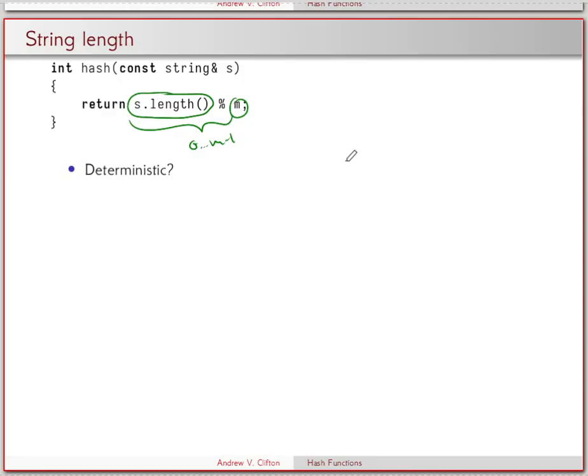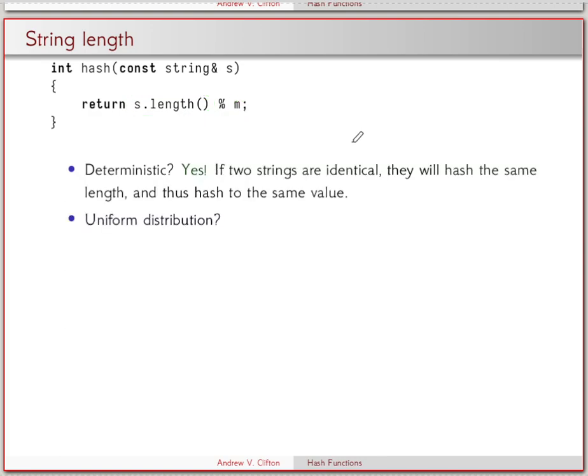So is this deterministic? If you plug in the same string twice, do you always get out the same output? Yes. If you plug in two identical strings, of course they will have the same length and thus they'll hash to the same value. So that's easy. Do we have a uniform distribution? Now again, remember, where are we getting our strings from? We're getting them from the dictionary.